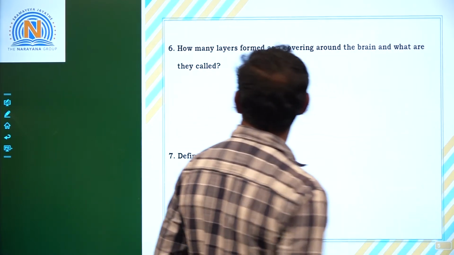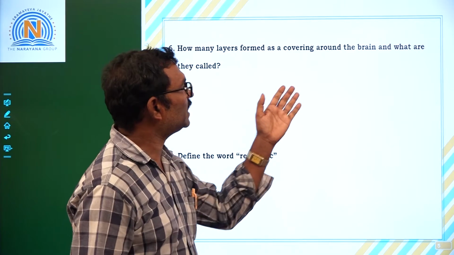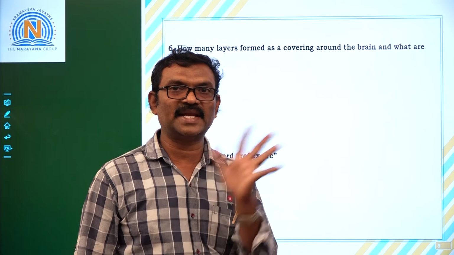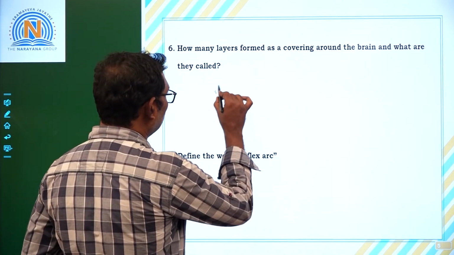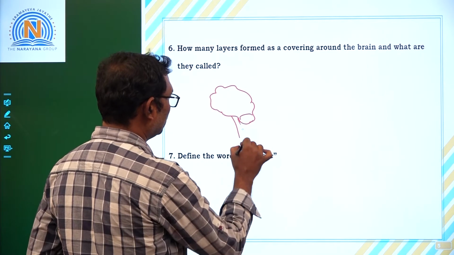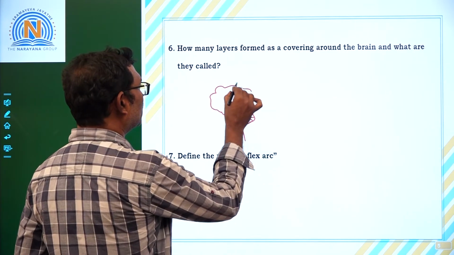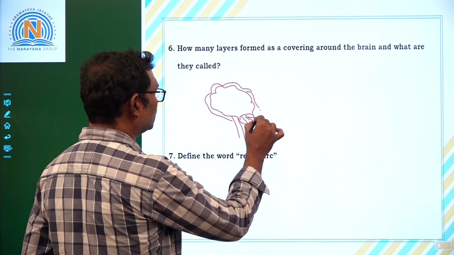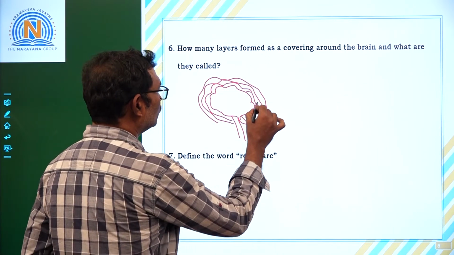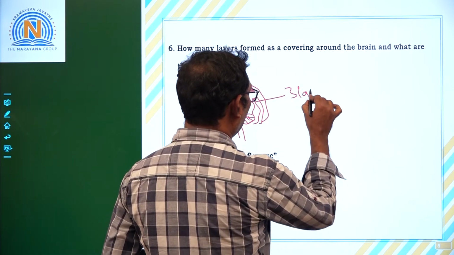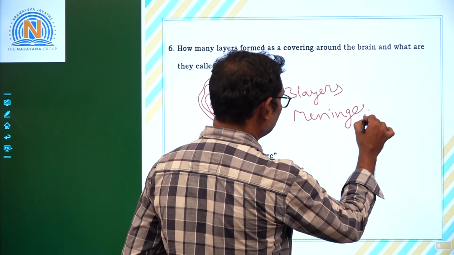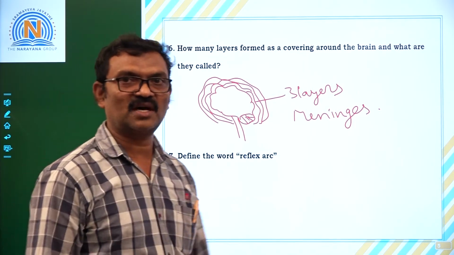Next question, sixth question. How many layers form a covering around the brain and what are they called? The brain is covered by 3 layers called meninges. So how many layers can we see? Suppose think that it is a brain. Around it we can see 3 layers. 3 layers are formed as a covering. These 3 layers are called meninges.